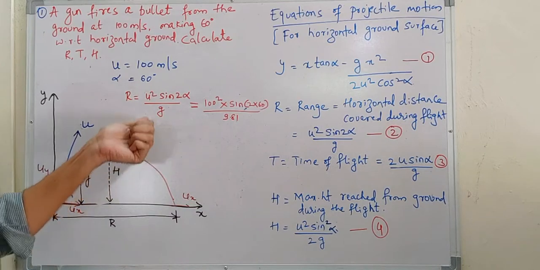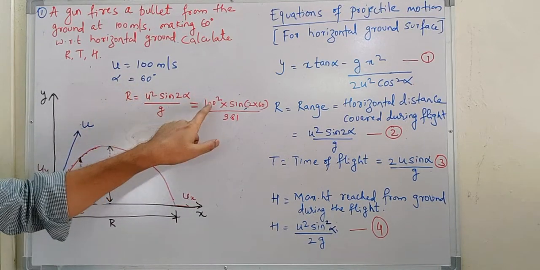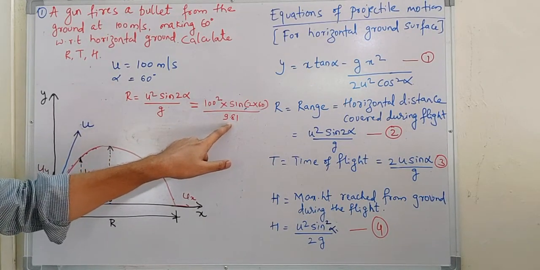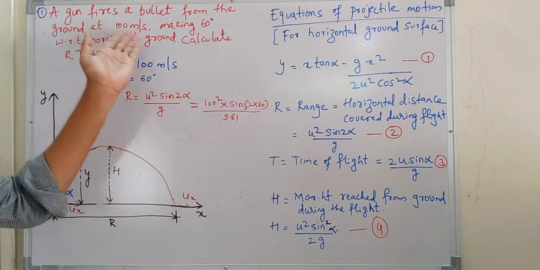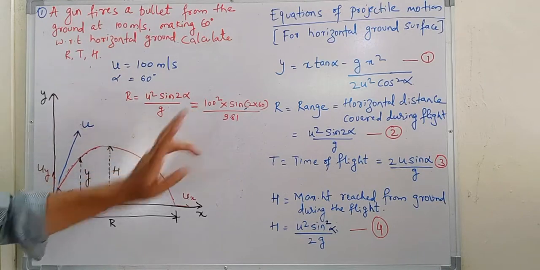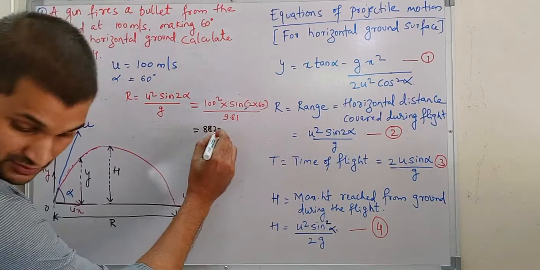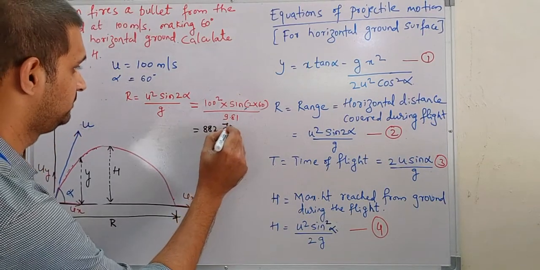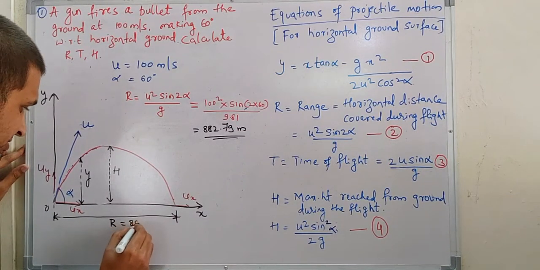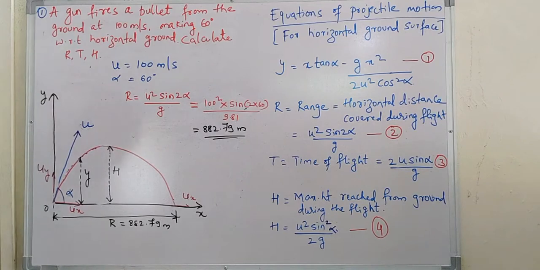See, one more thing you have to be careful. All your quantities have to be in the same units. So velocity is meter per second, and acceleration is also meter per second square. Sometimes your velocity may be given in kilometer per hour or something like that. So while substituting, see to it that all are in the same units. So this distance will be how much? 882.79 meters.